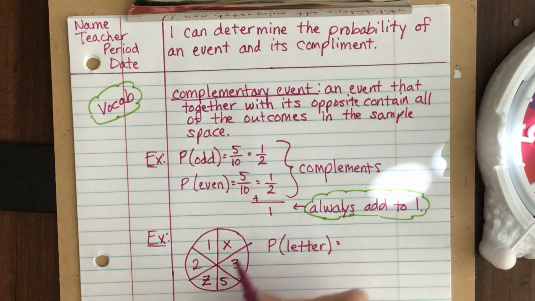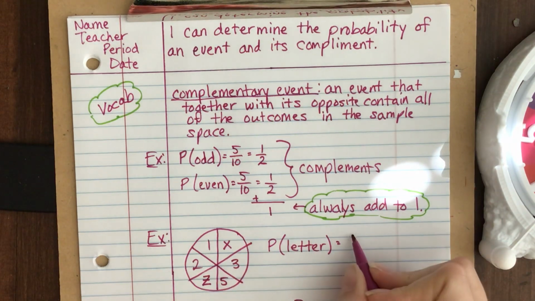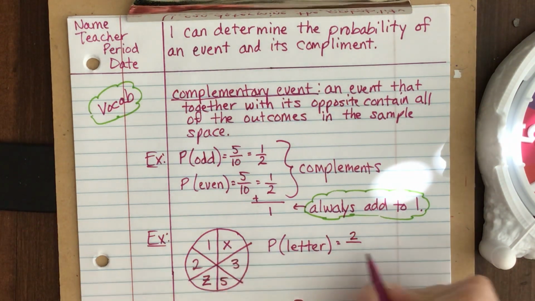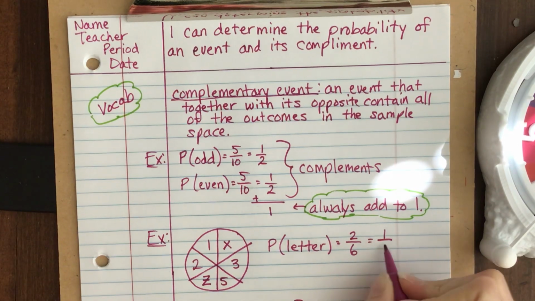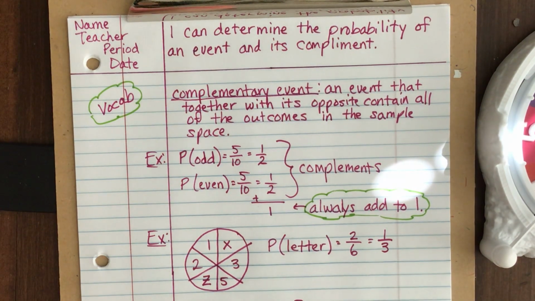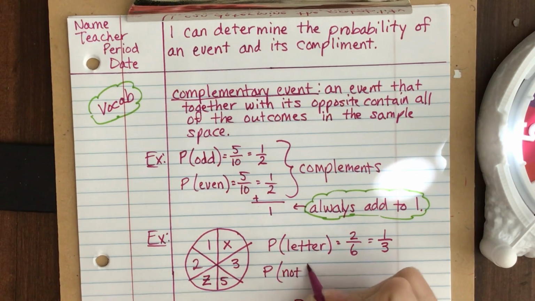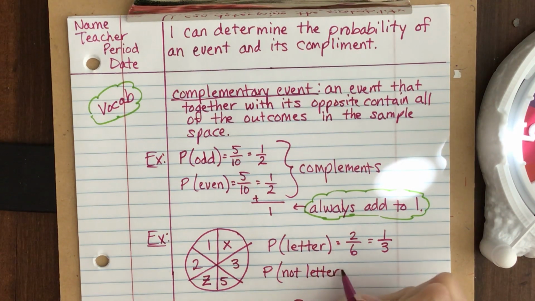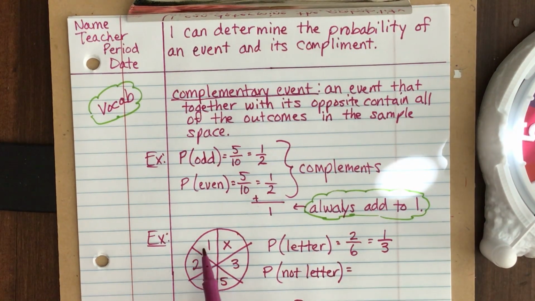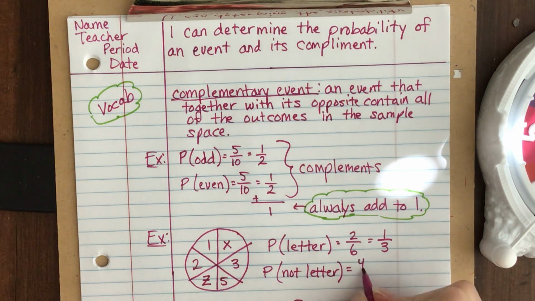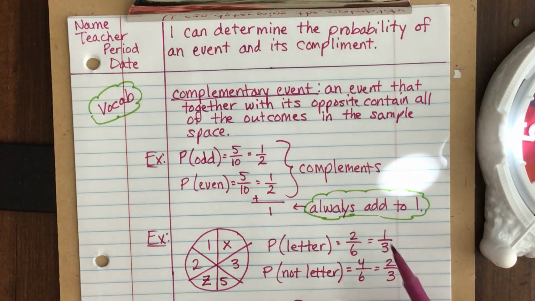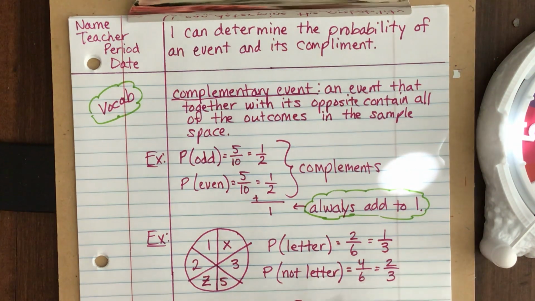So the probability of spinning a letter. There are 2 possible letters out of 6 total. So the probability of getting a letter is 1/3. Now let's do the probability of not a letter. Well, there are 4 that are not letters, so this is 4/6. When we reduce this, we get 2/3. So these are complementary to each other. They add to 1, and it covers every single thing in the sample space.